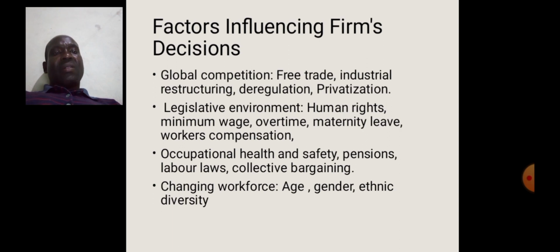Okay. Then legislative environment, you're mostly looking at things like human rights. You're looking at minimum wage, overtime, maternity leave, workers' compensation. And then you also look at occupational health, safety, pensions, labor laws, collective bargaining. So those will come under legislation. And lastly, you also look at the changing workforce, age, gender, ethnic diversity. Okay, so these are factors that influence a firm's decisions.